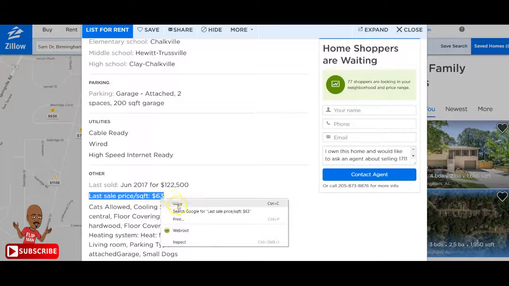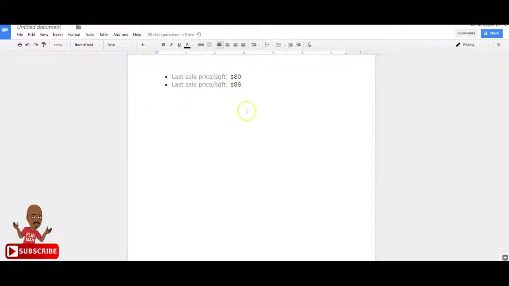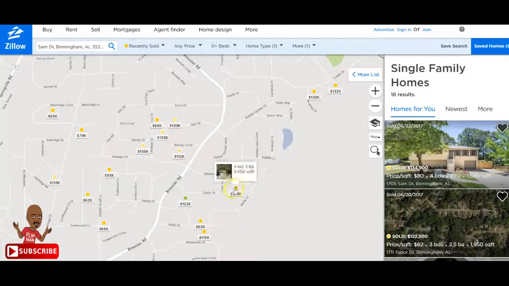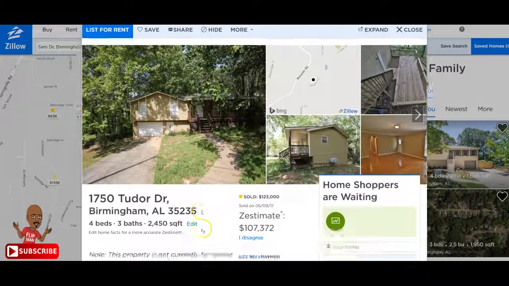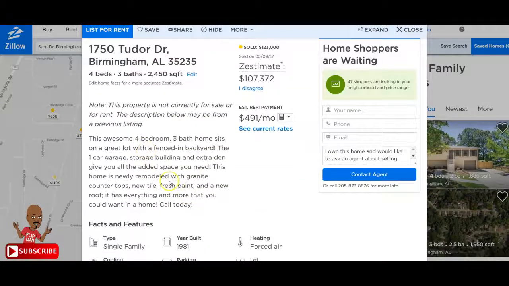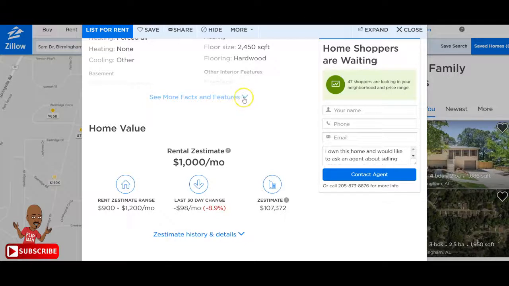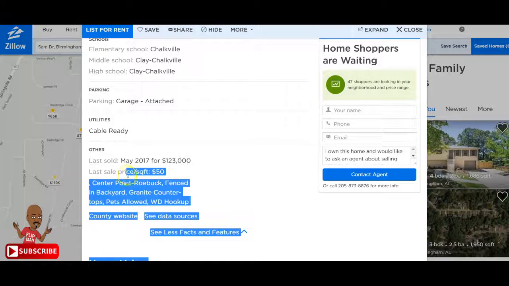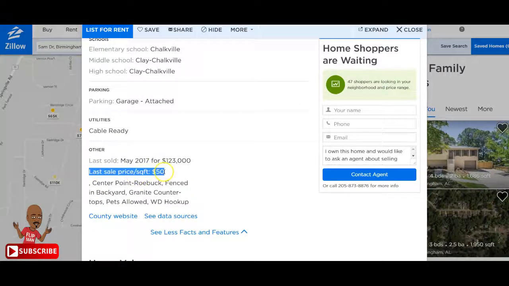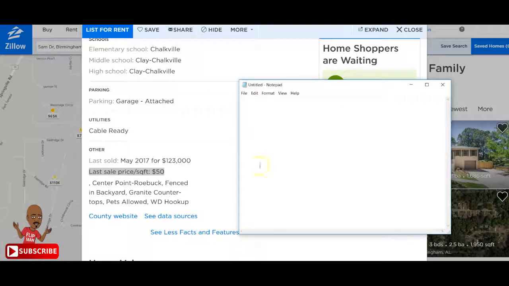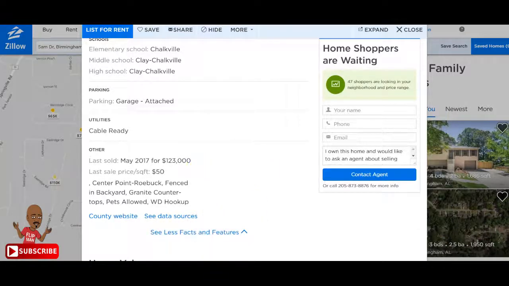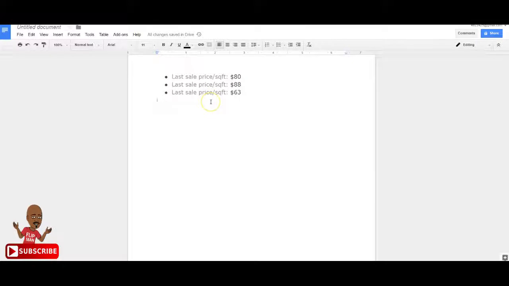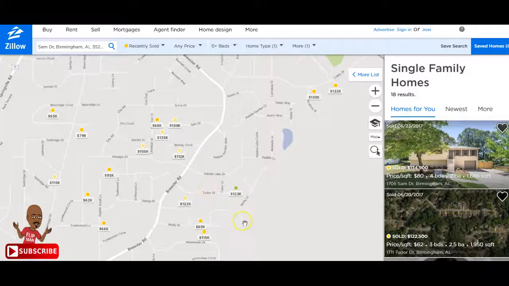So it's $63. So it's a little drop there. All right, so we're going to add it here. That was 122 actually, so we're going to go to the one that says 123. It shows 123 exactly, and it was 2,450 square feet. So last sold $50. We're going to add that to the list. All right, and let's go back. So we got 123, we got 115 right here.